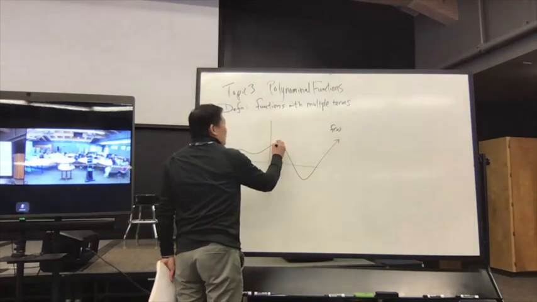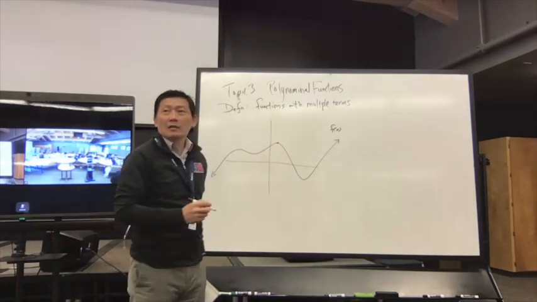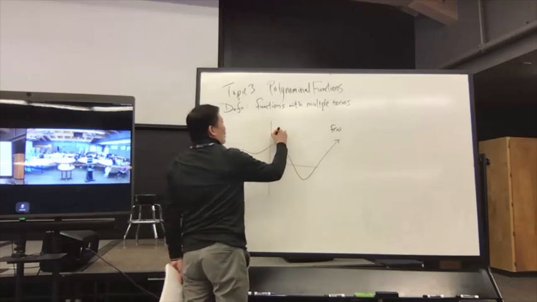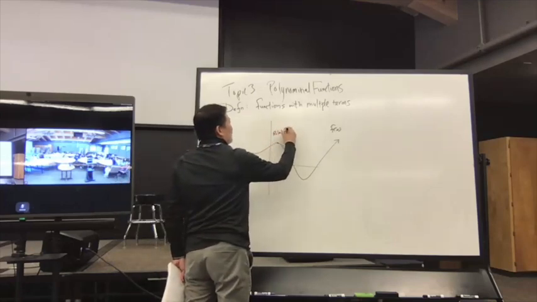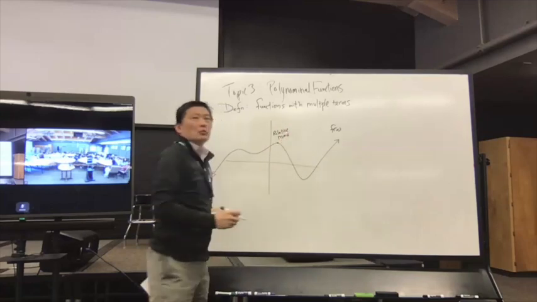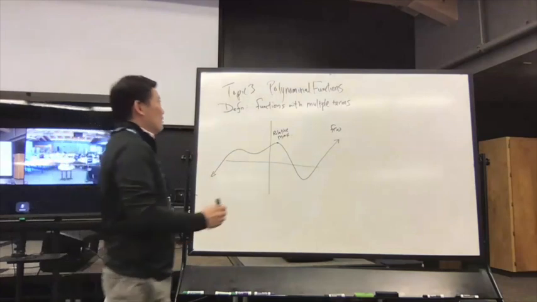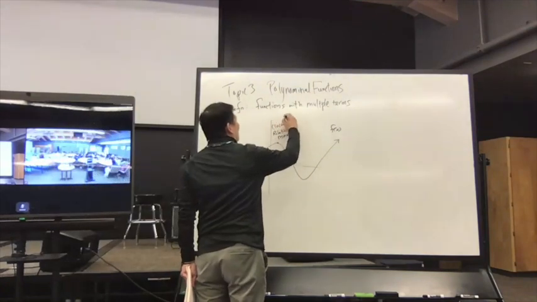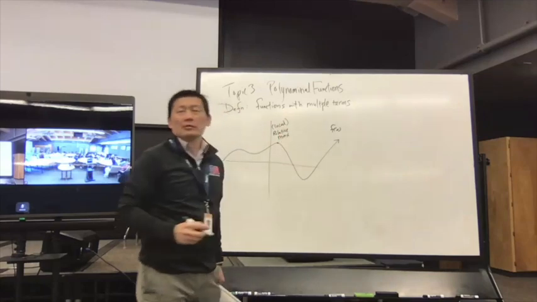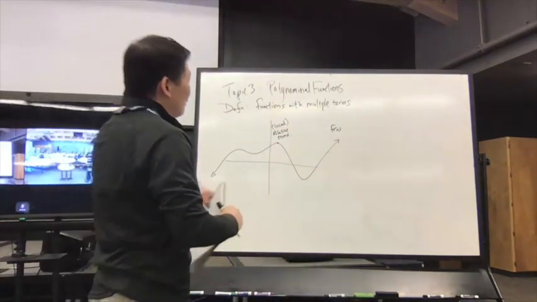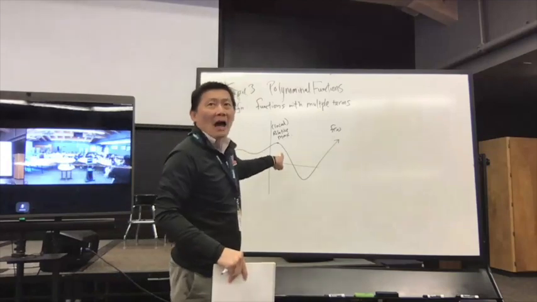Over here, there's a peak. There's rise and fall of the peak. This peak, we call this a relative maximum point. Sometimes some textbook will say local maximum point. Local, relative means comparison. Because this is not the absolute max.